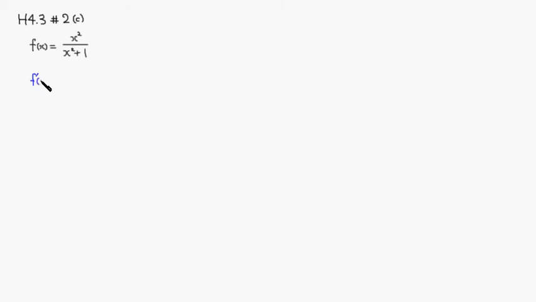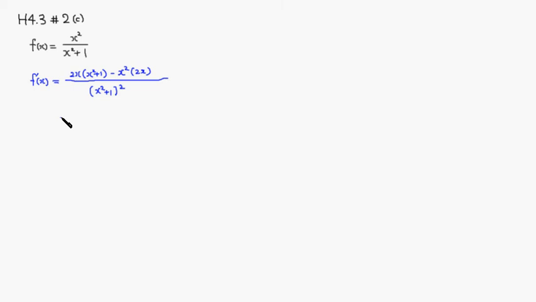First derivative, f prime of x, is going to be a quotient rule. So square the denominator. Derivative of the top is 2x times the bottom, which is x squared plus 1, and minus x squared on top times the derivative of the bottom, which is going to be 2x.